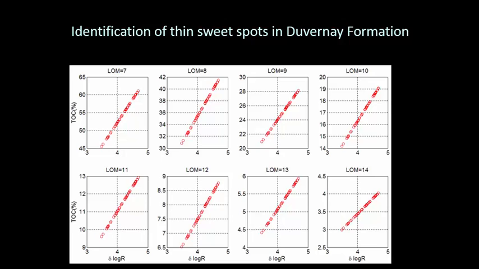So what we found was the LOM as a function of delta log R. If you use LOM as 7 and 8 and 9 and 10 and all the way to 14, you see there is a linear relationship. So it's not going to make a huge difference whether I use LOM of 8 or I use LOM of 12. There is a slight deviation. And of course, if you are doing quantitative interpretation, which is the topic of my talk on Thursday, it will make a difference. But the difference is not so significant.